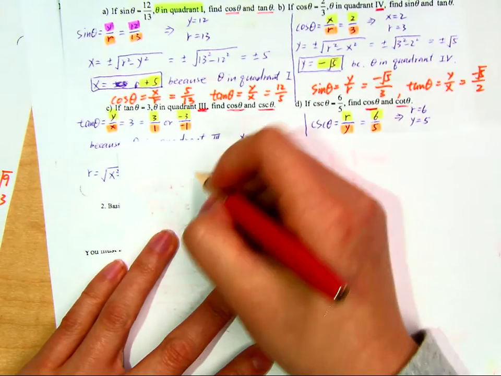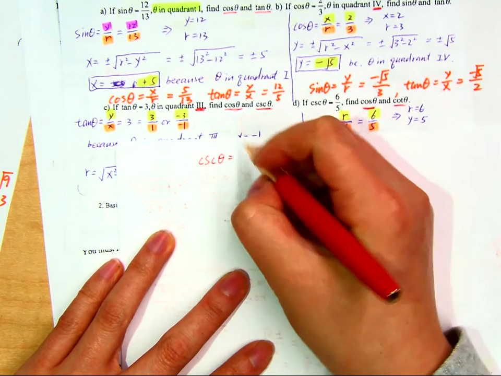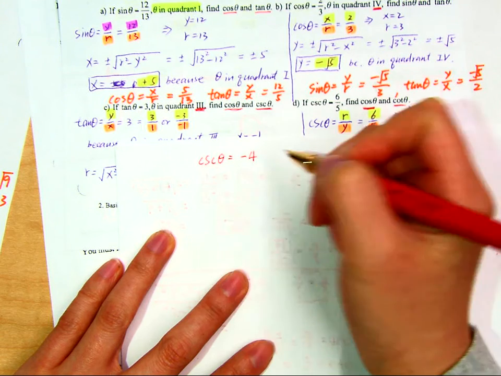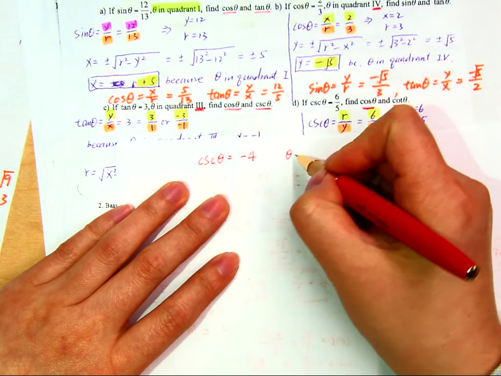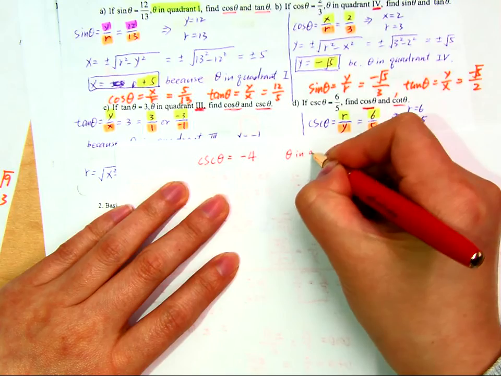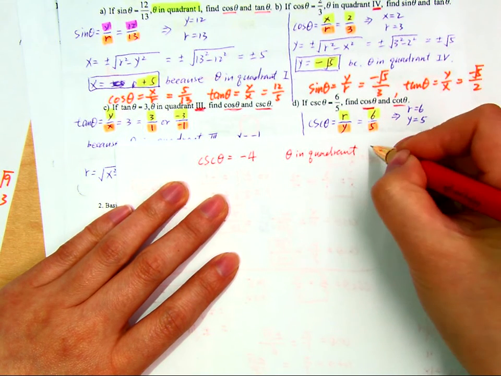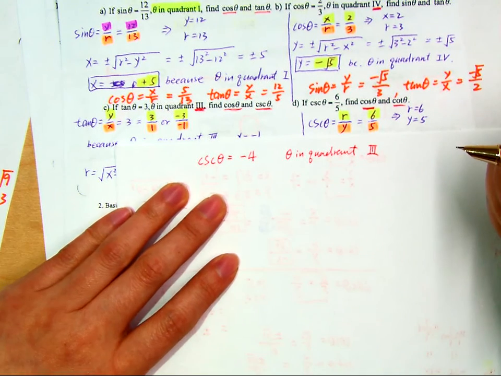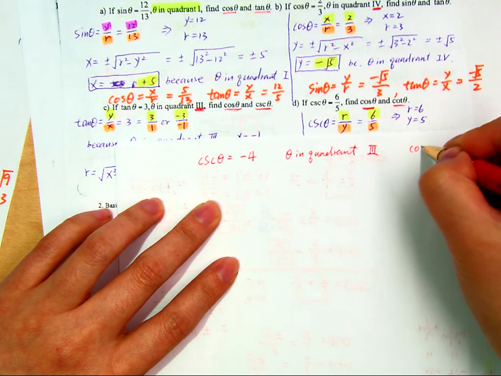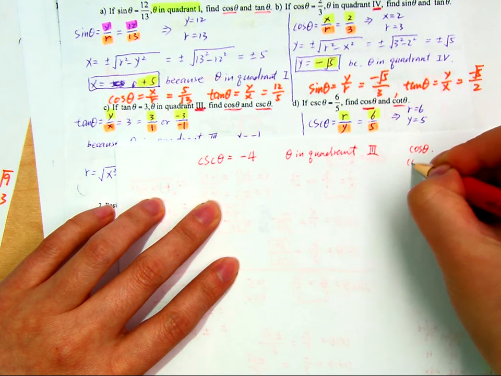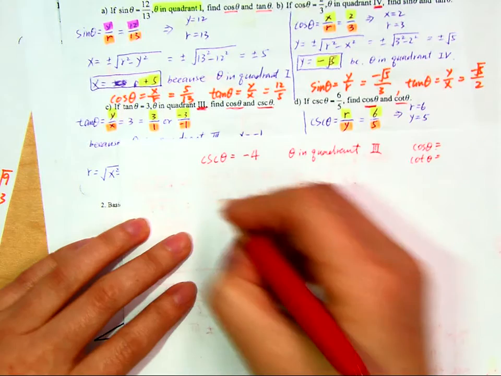Okay. If we are given cosecant equal to -4, and we know this angle is in quadrant 3, then we're solving for cosine and the cotangent.